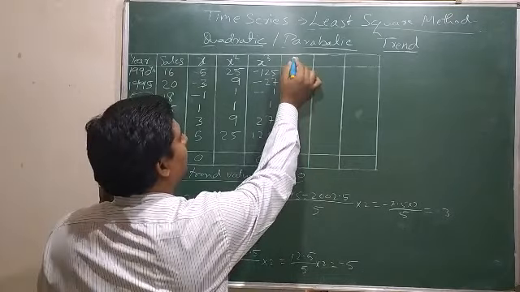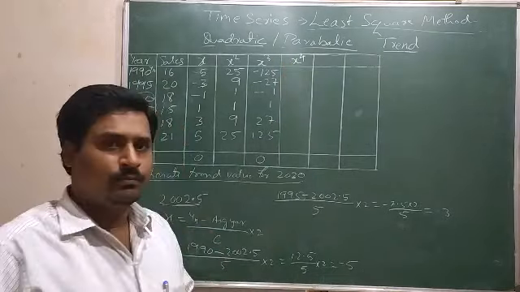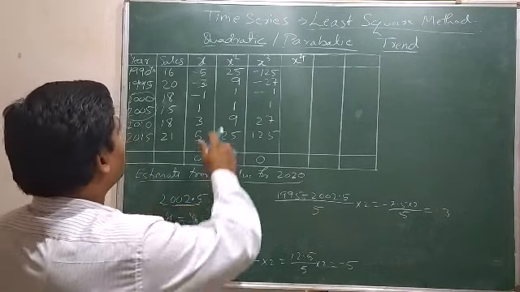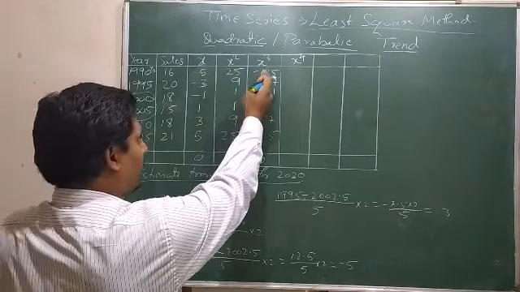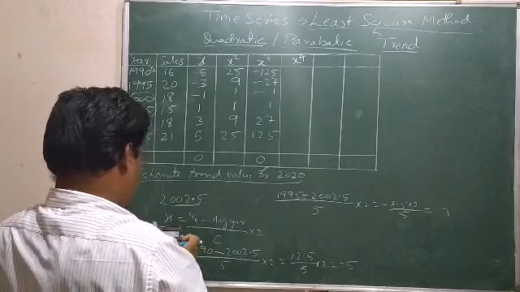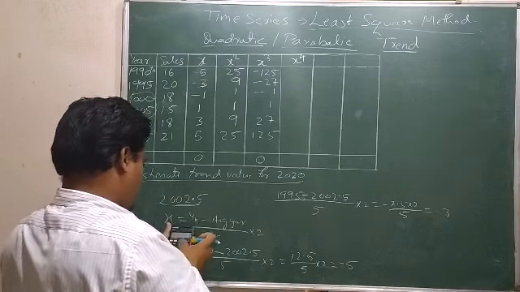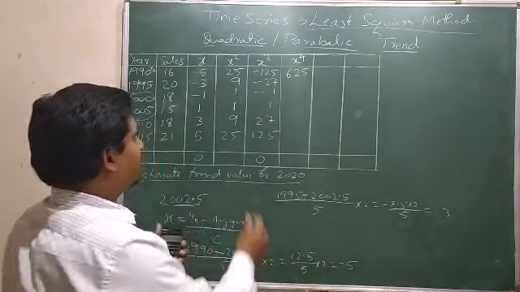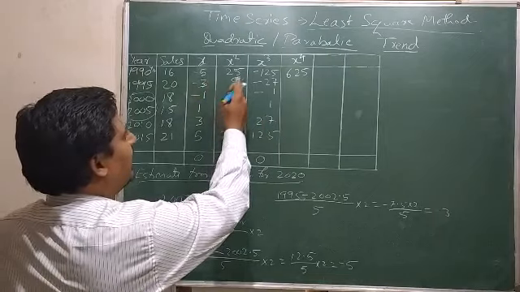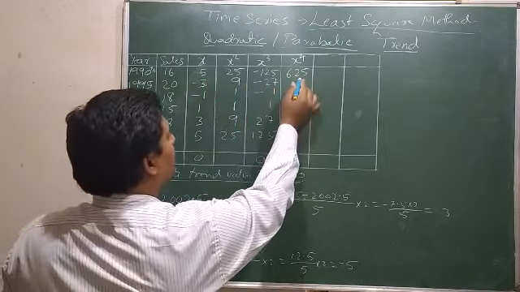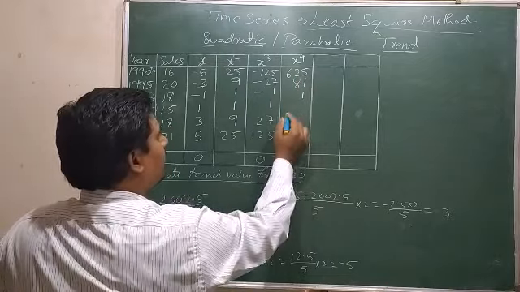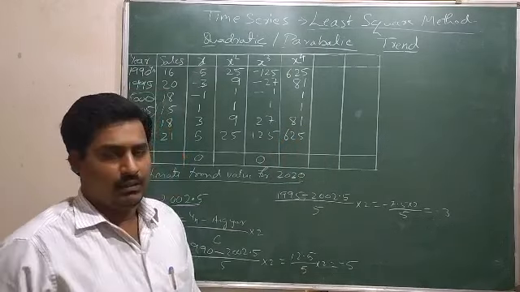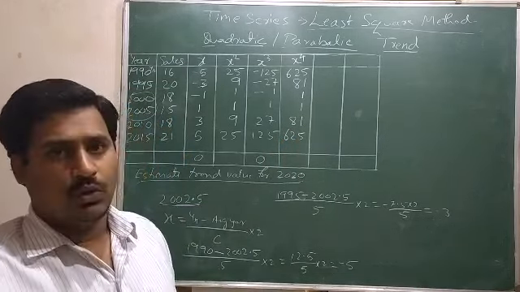And the next column we need is x raised to 4. So 5 into 5 is 25, 25 into 5 is 125, 125 into 5 is 625. Next, 3 into 3 is 9, 9 into 3 is 27, 27 into 3 is 81. And here 1, 1, 81, 625 we get. That is the x raised to 4 column.